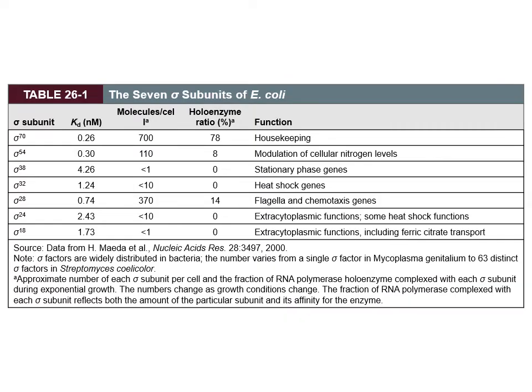The 7 sigma subunits of E. coli RNA polymerase. The affinity of each sigma subunit for its promoter, the number of subunits per cell, their occupancy on the RNA polymerase, and their function are shown.